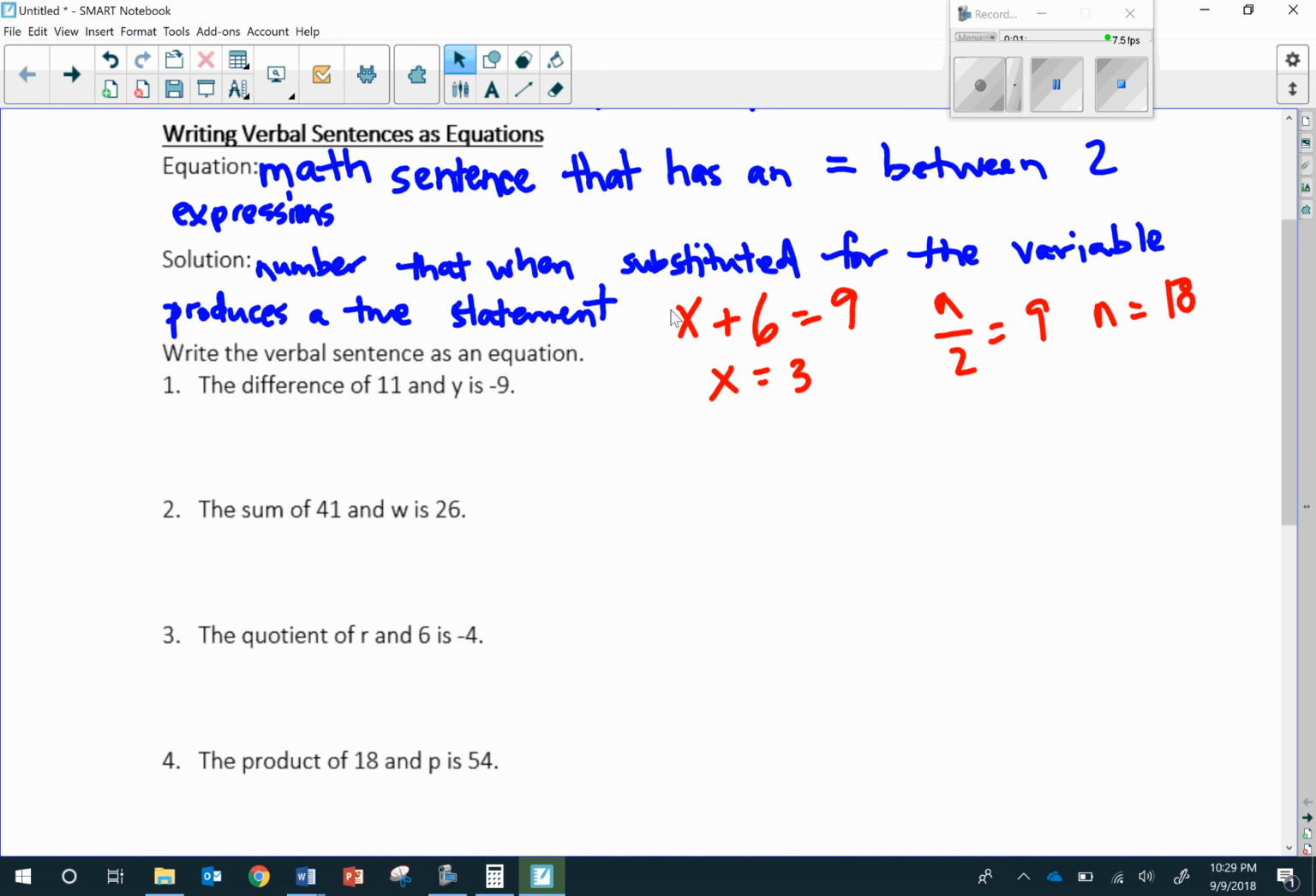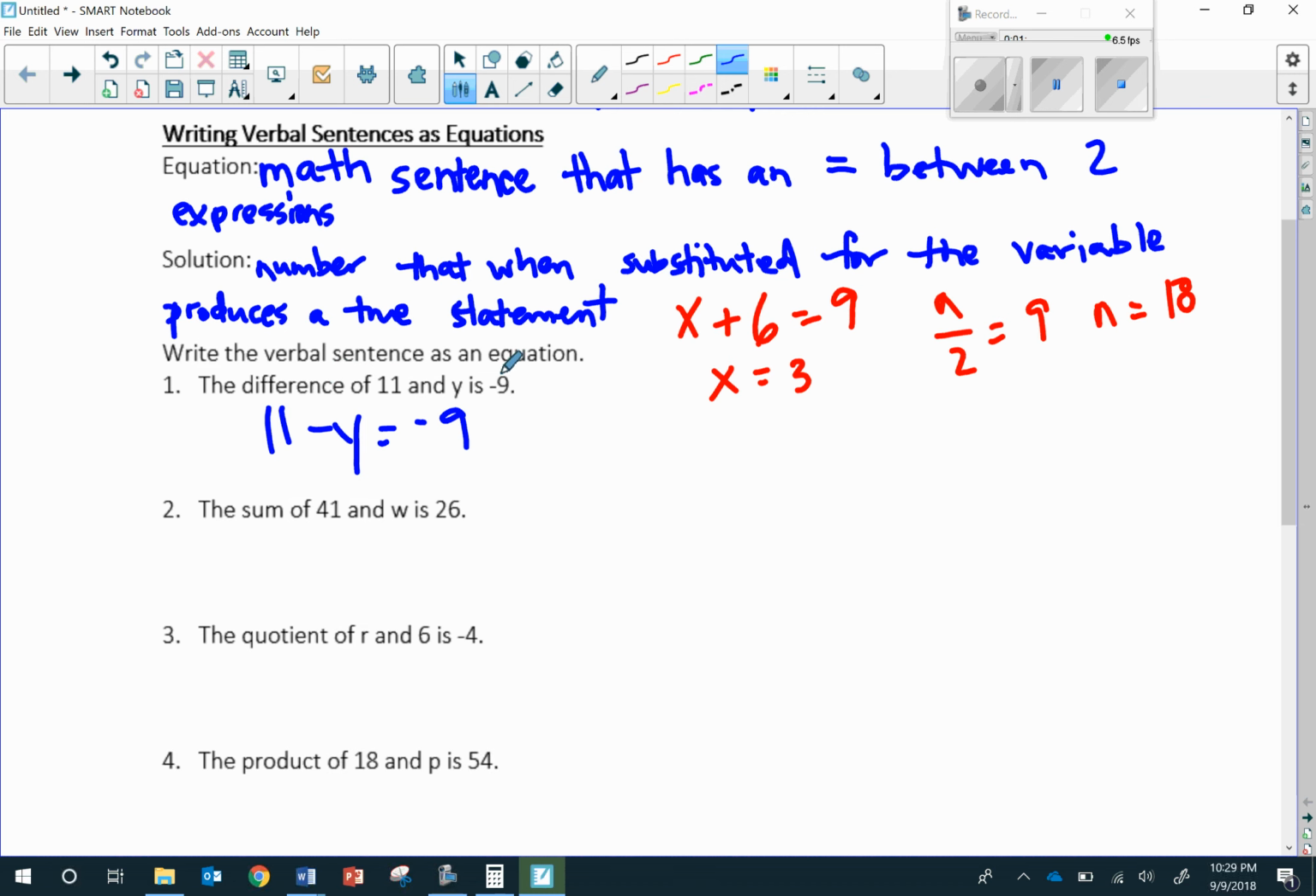So we're going to go ahead and look at some verbal sentences here and write them as equations. The first one says the difference of 11 and y equals -9. You know here from your keywords that difference means subtraction. It's actually the answer to a subtraction problem. So 11 minus y equals -9. Difference is the answer to our subtraction problem, and the answer here is in fact -9.